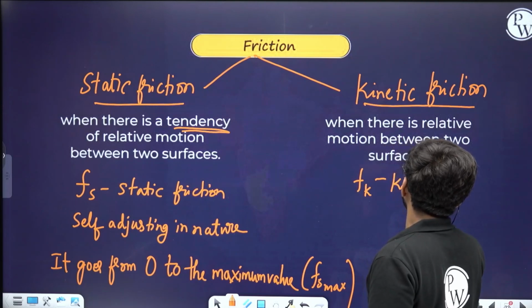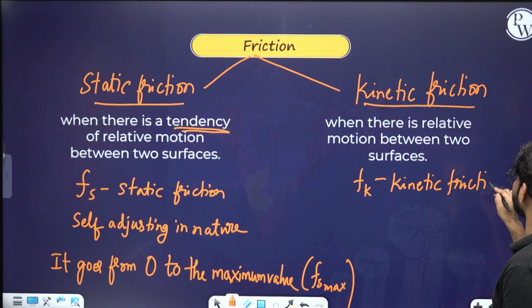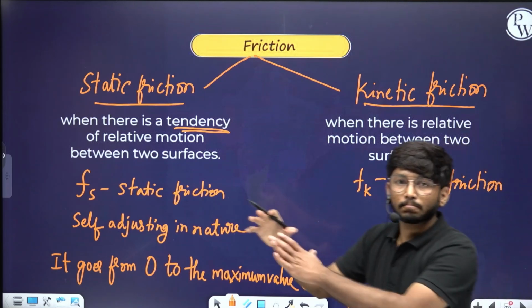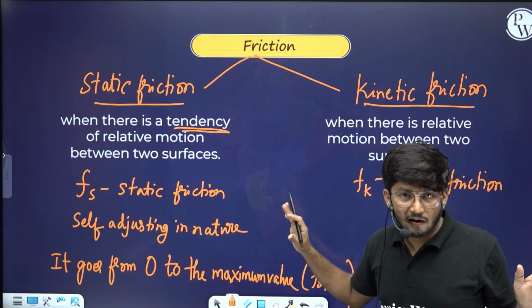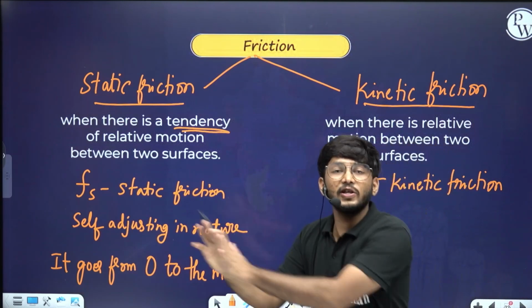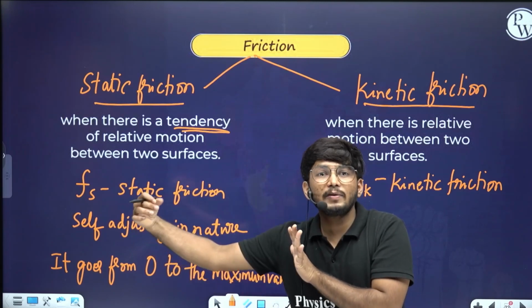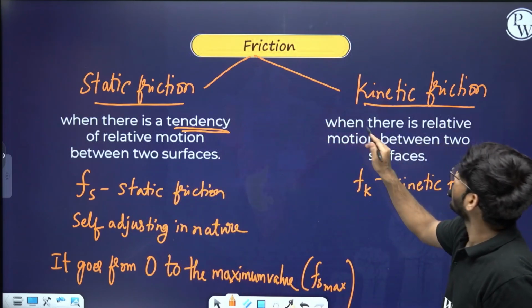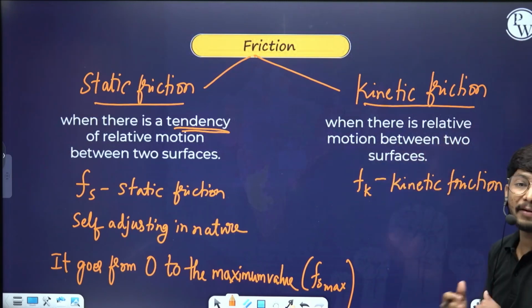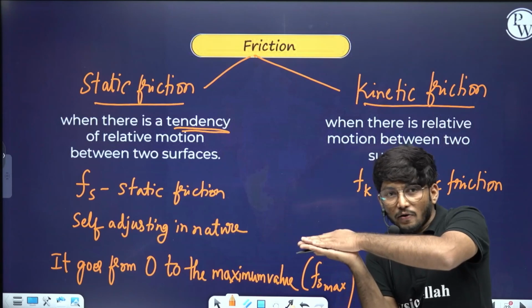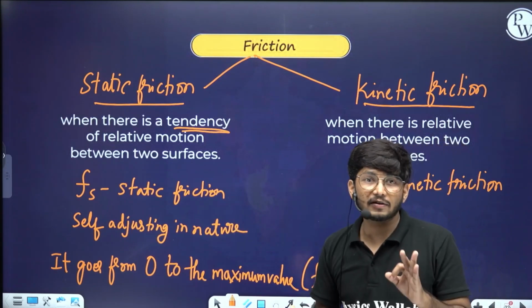Here, kinetic friction we represent by FK. What is kinetic friction? A block is moving, right? If there is no external force on a rough surface, eventually it comes to rest. So for it to come to rest, there has to be something opposing the motion. So the friction which acts when there is a relative slipping between the surfaces, when one slips over the other, we call kinetic friction.